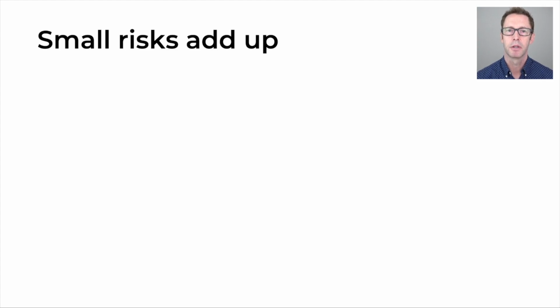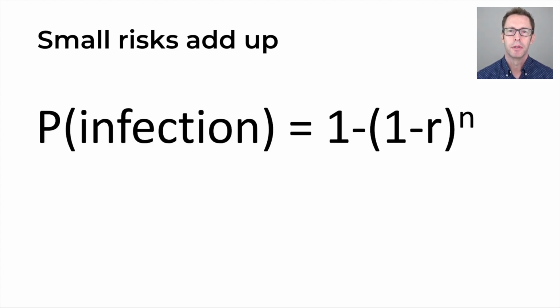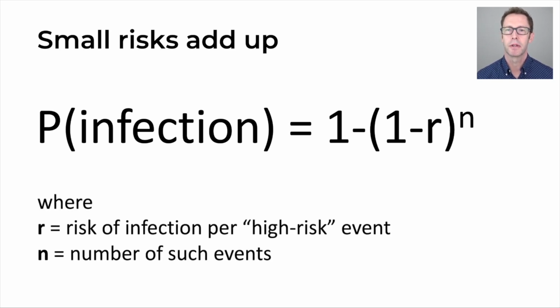If you're a maths teacher, you might be familiar with this equation for calculating cumulative probability. And what it allows us to do is to calculate the probability of something occurring over a period of time. In this case, we'll talk about the probability of getting infected with COVID over, let's say, a 12-month period. And in this equation, R is the risk of infection per high-risk event. So a high-risk event might mean spending an hour in a classroom, or it might mean going to an indoor restaurant or a gym or some other place where you're around people who might potentially infect you. And N is the number of those events over a 12-month period.